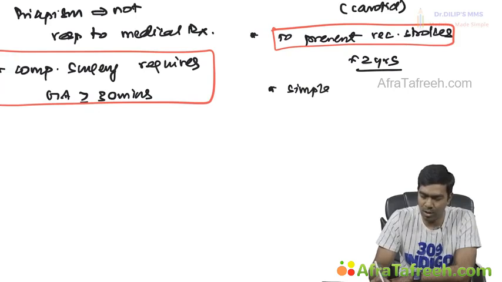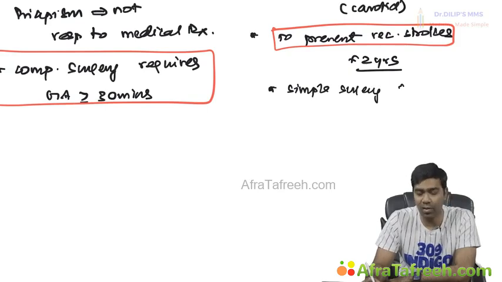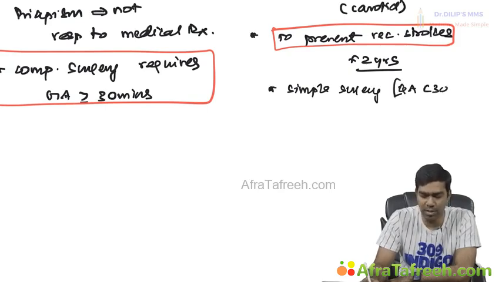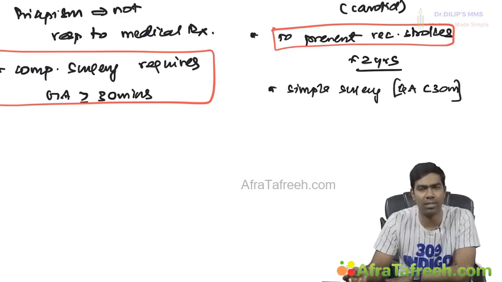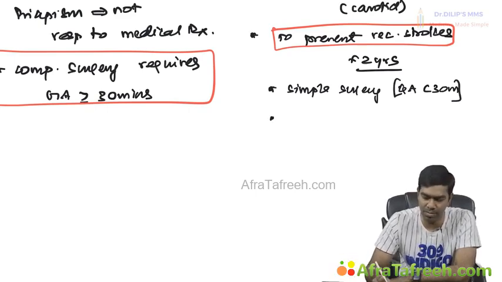Or for patients who require simple surgery, if they require general anesthesia for less than 30 minutes, that is the definition. So if you require GA for less than 30 minutes, it's called simple surgery. In simple surgery, simple blood transfusion is enough. You don't need exchange transfusion.